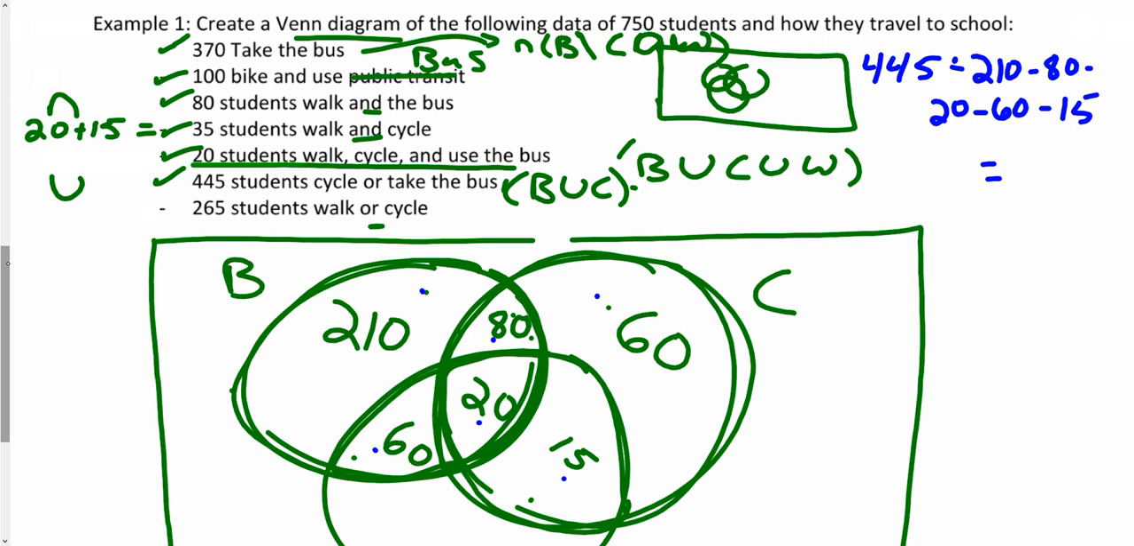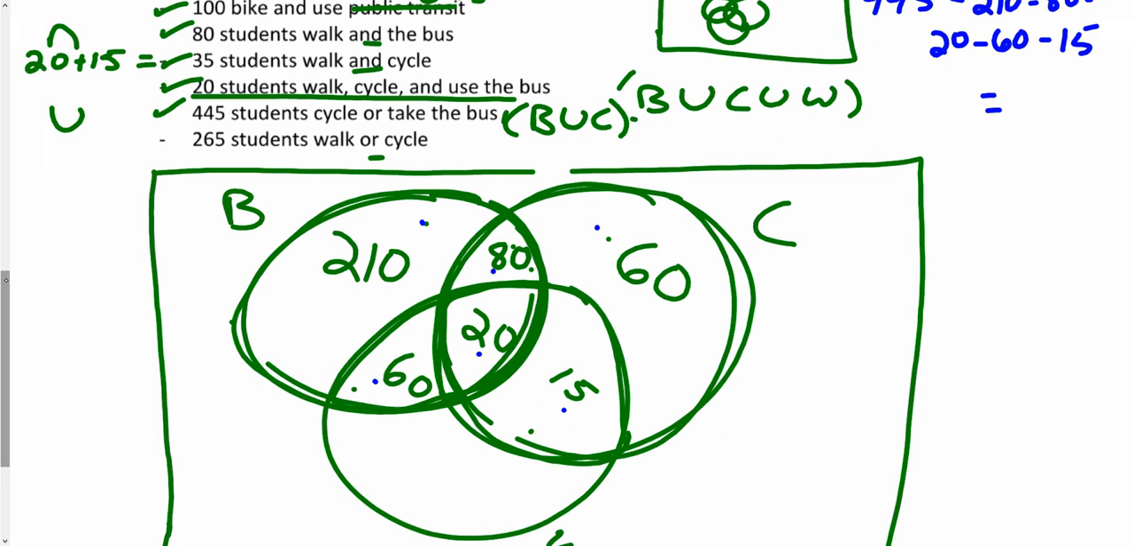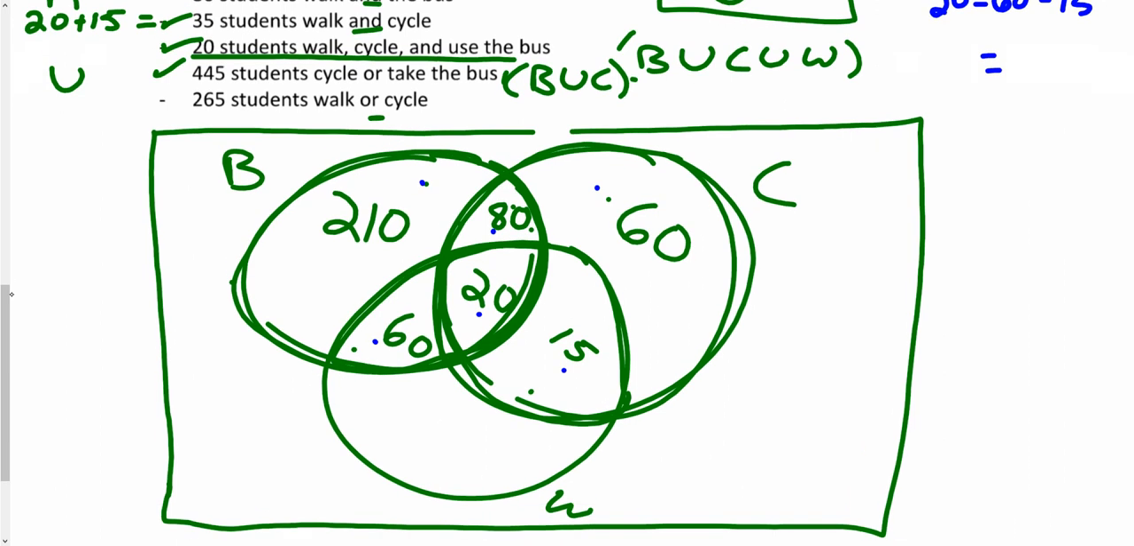All right, cool. Now this last one, 265 students walk or cycle. So all of these guys here for cycling and all of these guys here for walking have to add up to 265. So 1, 2, 3, 4, 5, 6. I need to know what this one is that'll add up to 265. So all I'm going to do is take these numbers in here and add them up to 265. That's going to give me 30.